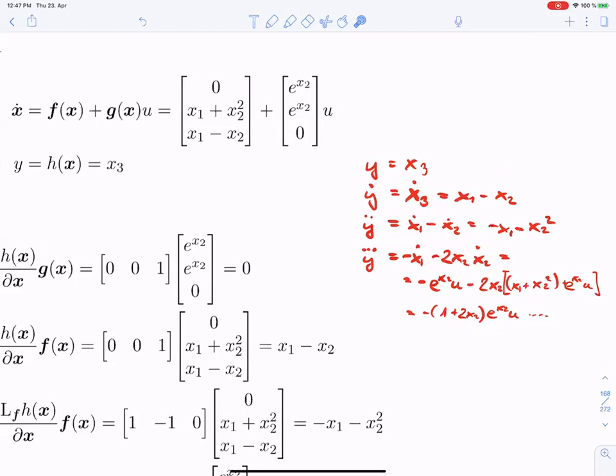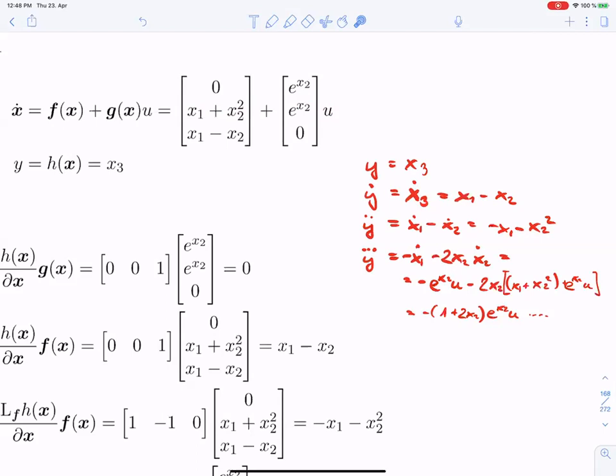If you simply take that y is equal to x3, then y dot will be x3 dot, which is x1 minus x2. Okay, so this is y dot, and obviously it doesn't contain any u. So let's carry on with the differentiation. So for y2 dot, the second derivative of y, that's x1 dot minus x2 dot. So simply take this result and carry on with the differentiation. x1 dot would be e to the x2 times u, minus x2 dot. So x2 dot would be this plus this. So you see, fortunately, these two expressions that carry the u cancel out, and we're simply left with minus x1 minus x2 squared. And obviously the second derivative doesn't contain u as well.